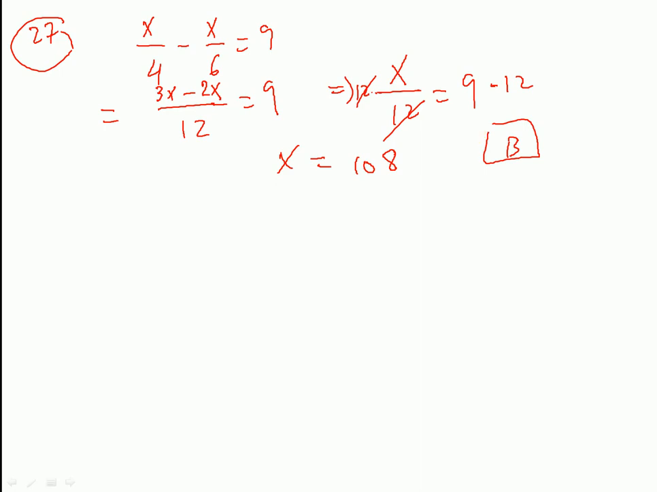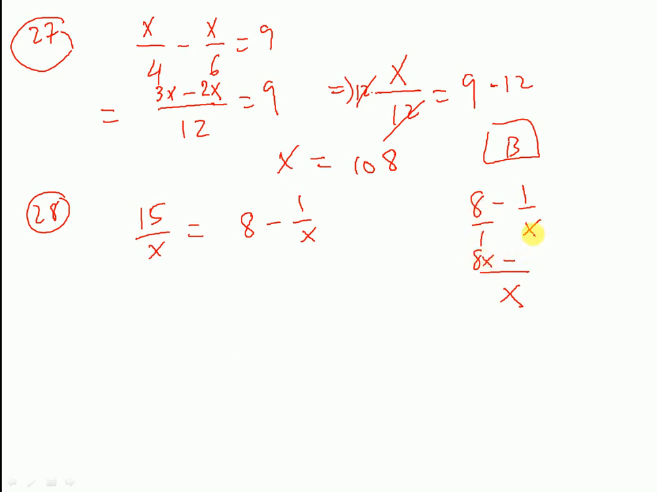Again, we do the same thing for the next question. 15 over x equal to 8 minus 1 over x. Because there's a subtraction on the right side, we must simplify the right hand side first. So 8 minus 1 over x, the LCD is x. The first one, there's a 1 here, so we multiply by x. So 8 times x, 8x. We already have x here, so minus 1. So the right hand side you can rewrite as 8x minus 1 over x.